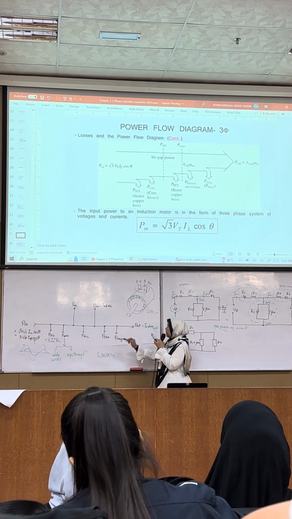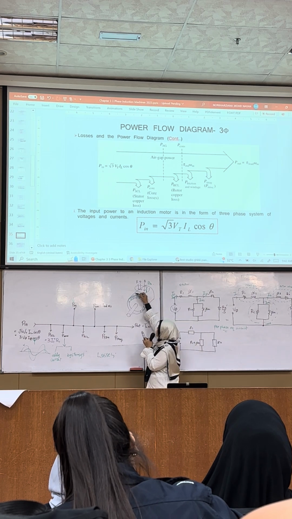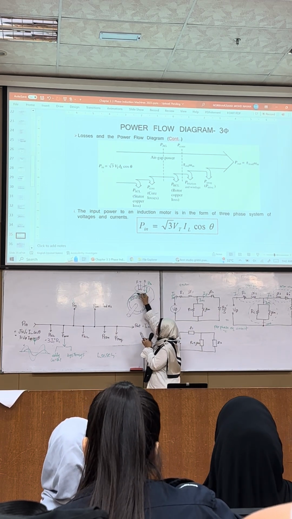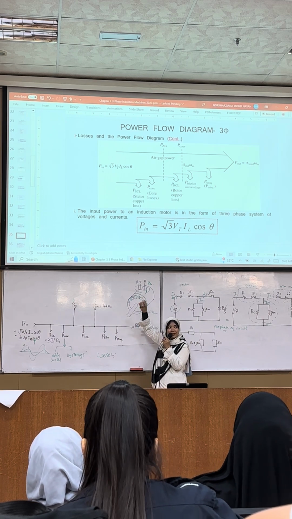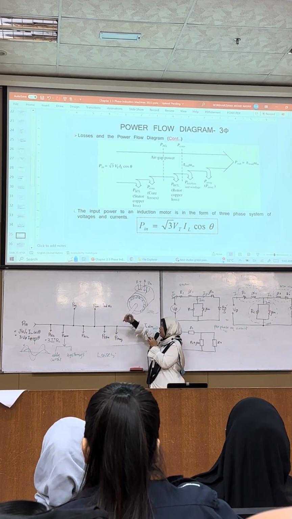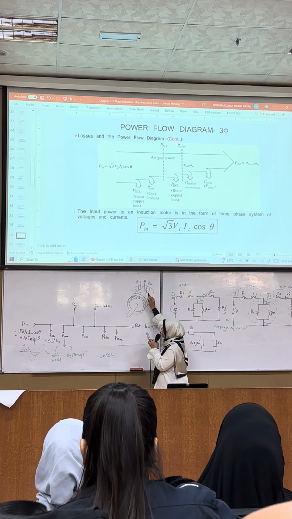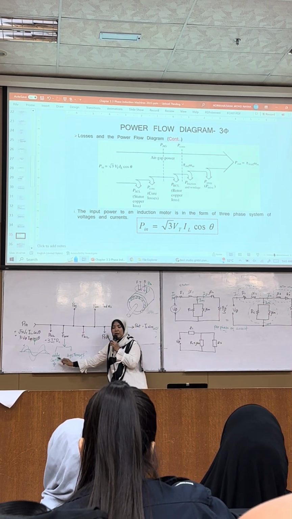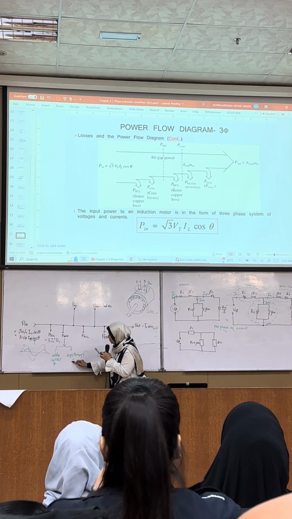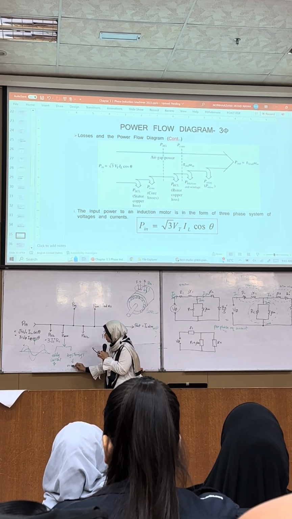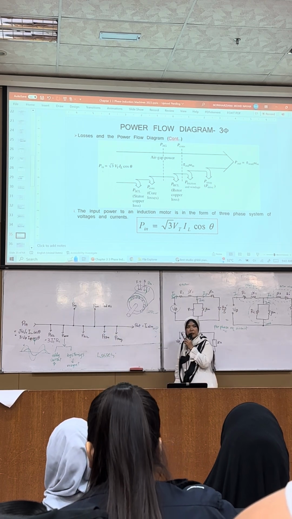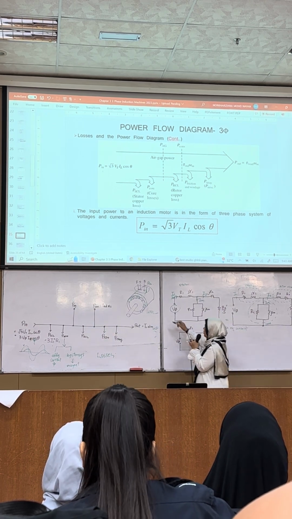Eddy current: do you remember why the construction is in slotted discs? The discs are stacked one by one. That slotted disc is actually trying to reduce this eddy current loss. And hysteresis is linked with magnetism losses.